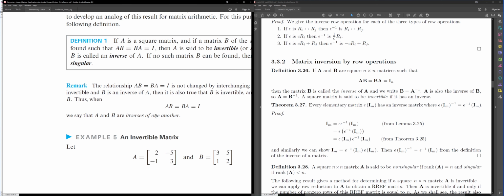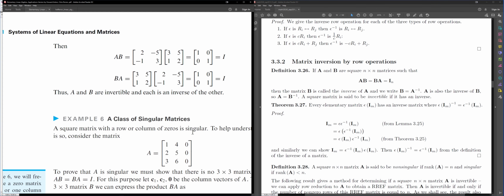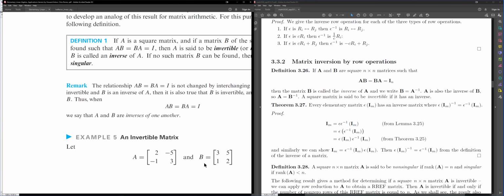So A is just 2, -5, -1, 3, and B is 3, 5, 1, 2. If I consider A times B, it works out to be the identity. And if I also work out B times A, I will get the identity. So what that tells me is that B is equal to A inverse. So this is an example of B being the inverse of A.